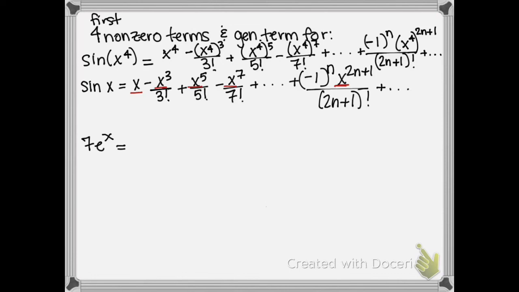Okay, what about 7 e to the x? Well, the Maclaurin series for e to the x is 1 plus x plus x squared over 2 factorial plus x cubed over 3 factorial, and so on.